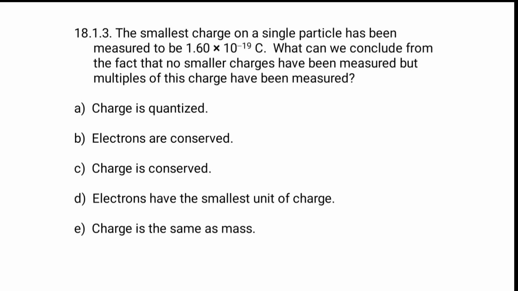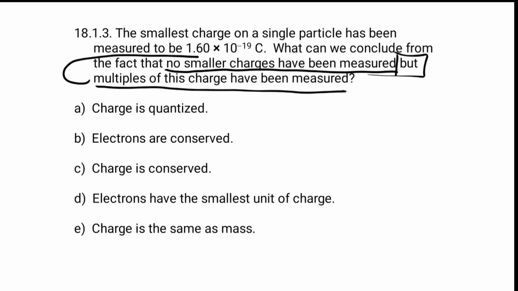The clue here is that it said no smaller charges have been measured, but multiples of this charge have been measured. What is the multiple of charge? It is this one, the 1.60 times 10 to negative 19 coulomb. So it means that the charge itself is as is. It is multiplied and multiplied, but no small amount of it was taken or added, just simply the charge as is. So therefore, the answer will be what?